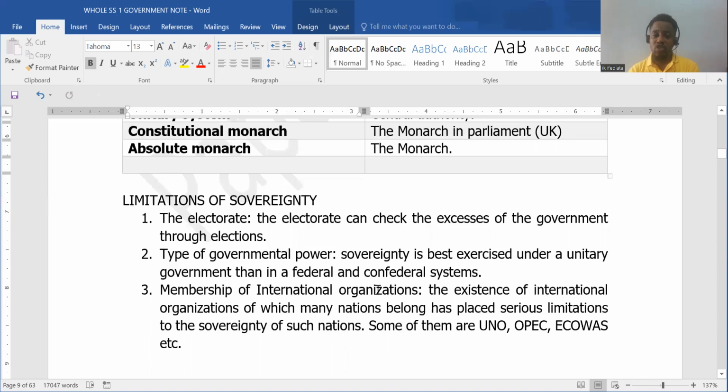Membership of international organizations. If a country belongs to the UN, OPEC, or ECOWAS, it must take some of the decisions made at ECOWAS, the UN, or OPEC, and implement them in its nation, regardless of what the president feels about it. So it limits the sovereignty of that state.